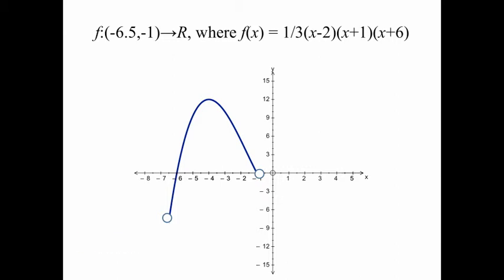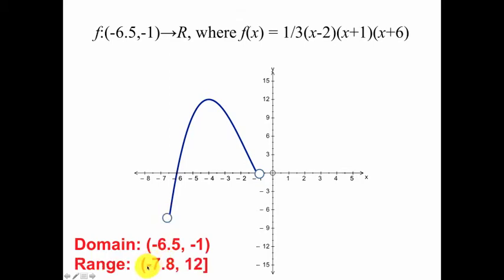So the domain should be with a round bracket at negative 6.5 and a round bracket at negative 1. Now our range, well, if we have a look down here, it goes from around about 7.8 or so all the way up to 12, and 12 is included. And of course, because this is an empty dot, it's not included. So our range is from negative 7.8 up to 12, where 12 is included.